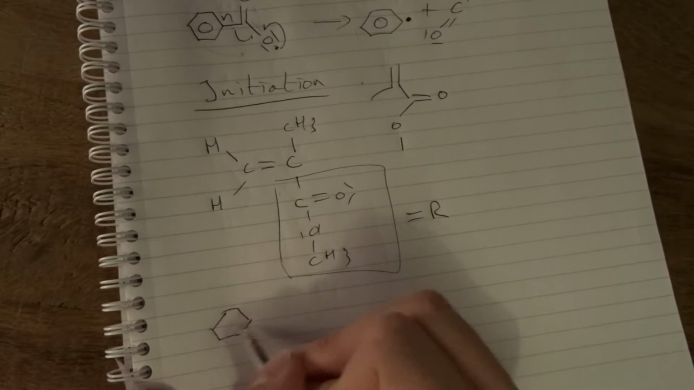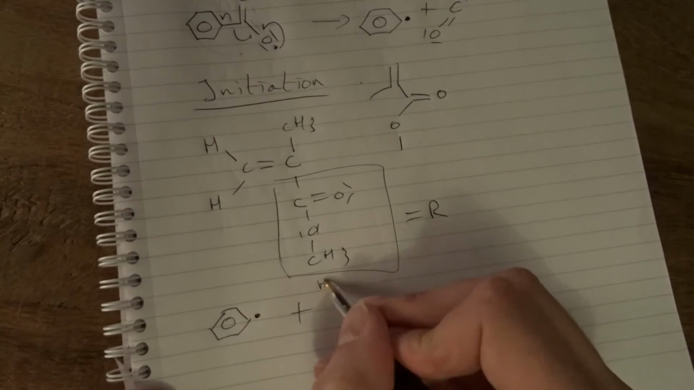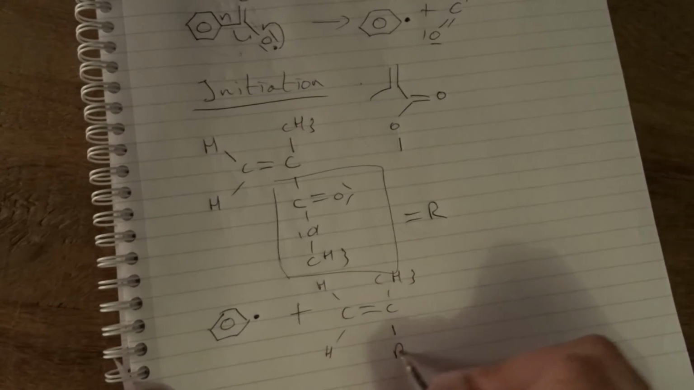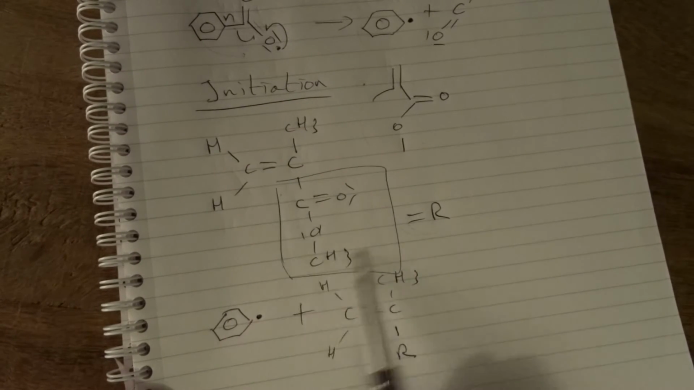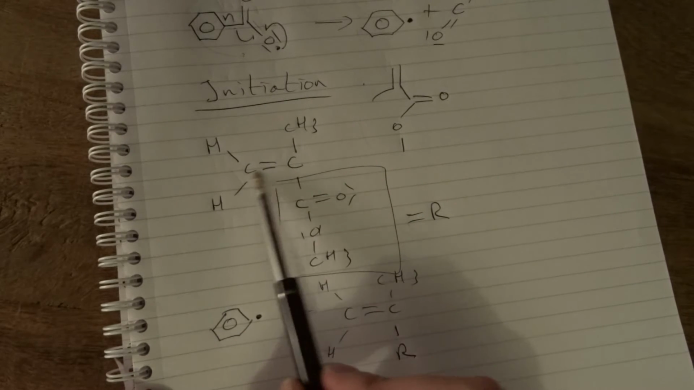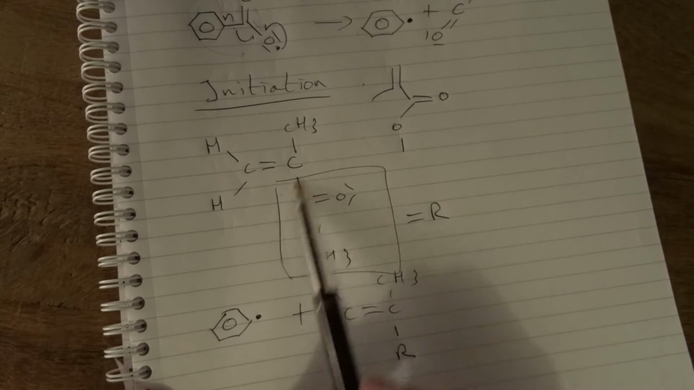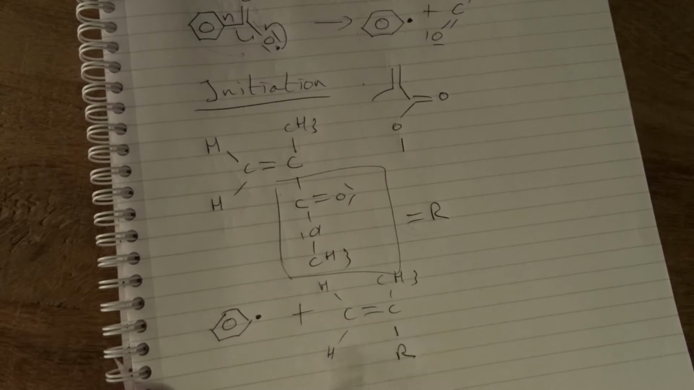Okay, the initiation step. We take the radical we have formed in the dissociation step plus the monomer. And this is R. By the way, when you draw your mechanisms, please write it like this: the double bond aligned horizontally, and the R group pointed downwards at the right side of the monomer. We see in the next step that this is the most stable position.